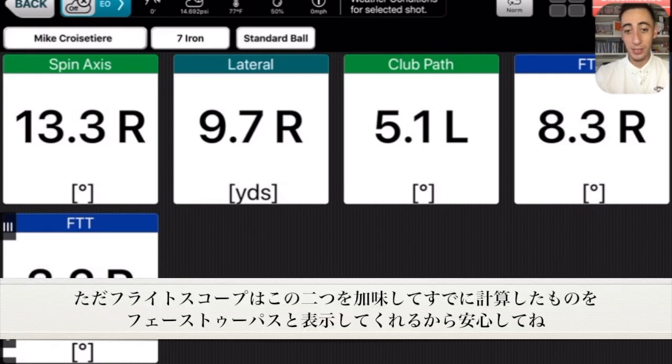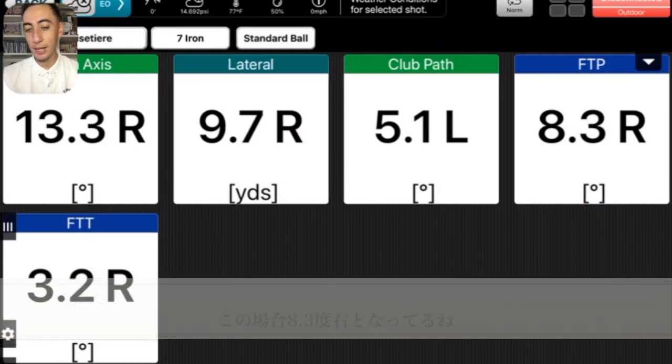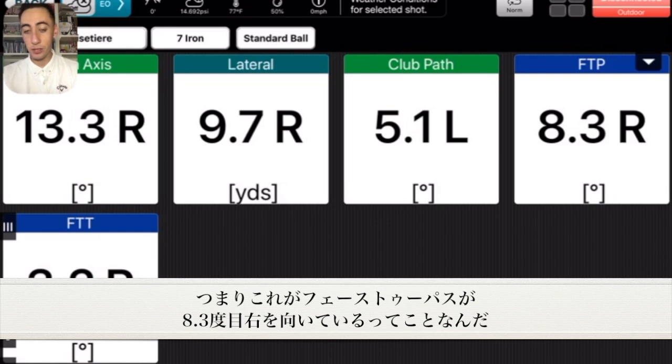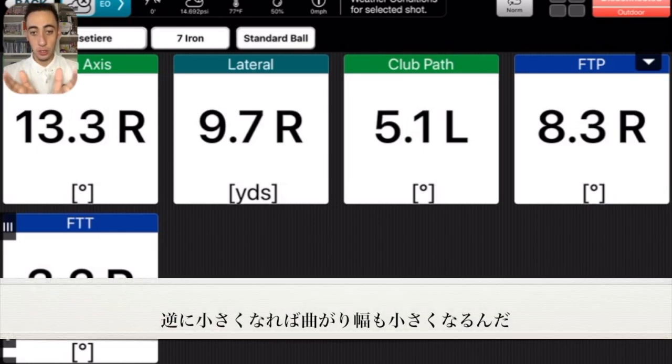And you can actually see face to path as an actual data point. FlightScope does it for you, which is really nice of them. And you can see this right here. If you see face to path, it says 8.3 degrees to the right. So that means that the face to target in this particular shot was 8.3 degrees to the right of the club path. The greater the face to path number, the more curvature the golf ball is going to have. The smaller the face to path number, the smaller the amount of curvature the golf ball is going to have.